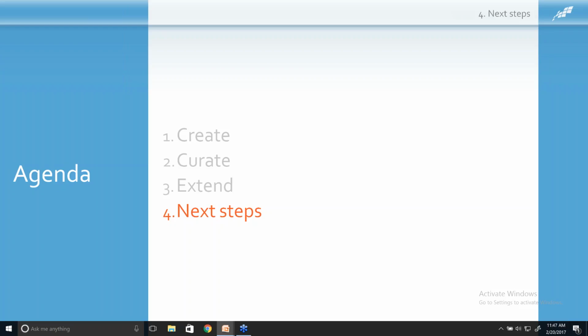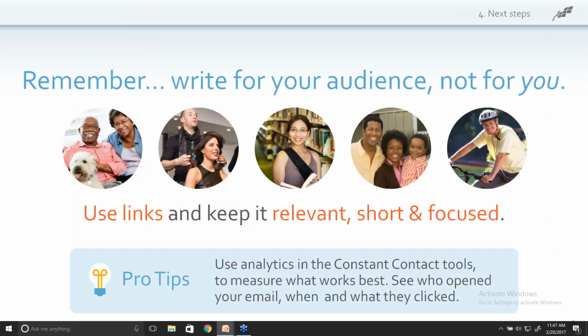All right, so now let's talk about the next steps that you can take, and I'll give you the rest of your day back. So remember, when you're thinking about content you want to create from scratch, you're not writing for yourself. That's the bottom line and thing to remember. You're writing for your audience. So use links to direct your audience where you want them to go and make your message relevant, short, and focused with the call to action very clear and easy for them to understand.